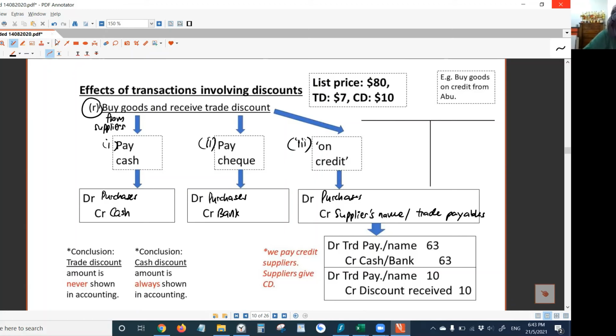Now, similarly, I've given you some number information on top here. List price $80, trade discount 7, cash discount $10. So you must know when to minus each of these discounts. For the first two, R1 and R2, you bought goods and you pay immediately. So only the $7 discount can be applied. So 80 minus 7, 73.